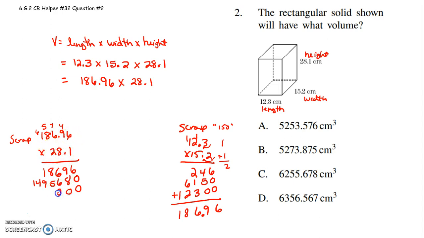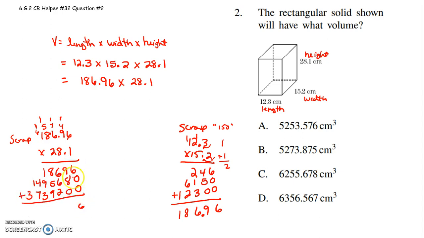And now I need to hop over here. 2 times 6 is 12. Put down a 2, carry a 1. 2 times 9 is 18, and 1 more is 19. Put down a 9, carry a 1. 2 times 6 is 12, and 1 more is 13. Put down a 3, carry a 1. 2 times 8 is 16, and 1 more is 17. Put down a 7, carry a 1. 2 times 1 is 2, and 1 more is 3.